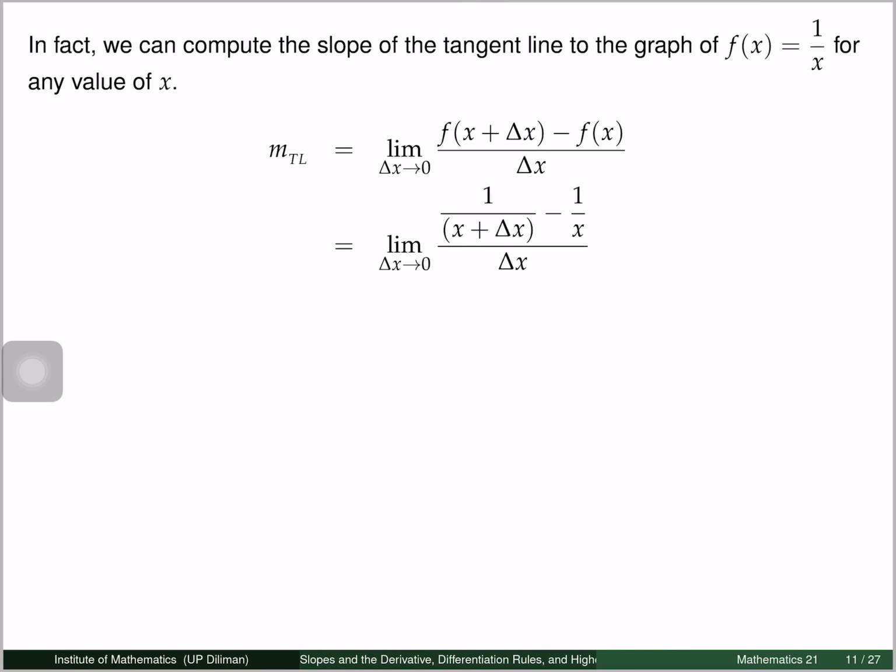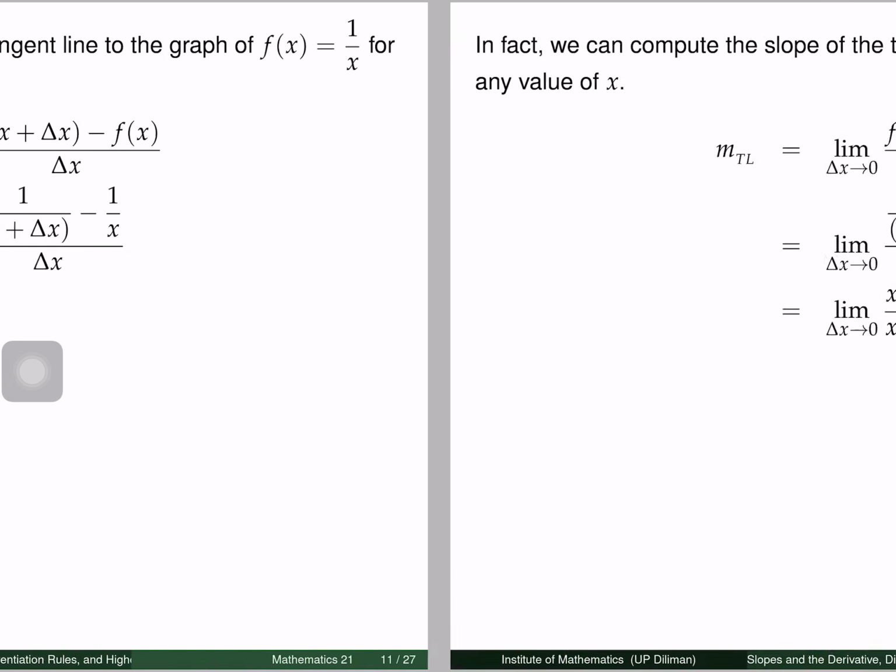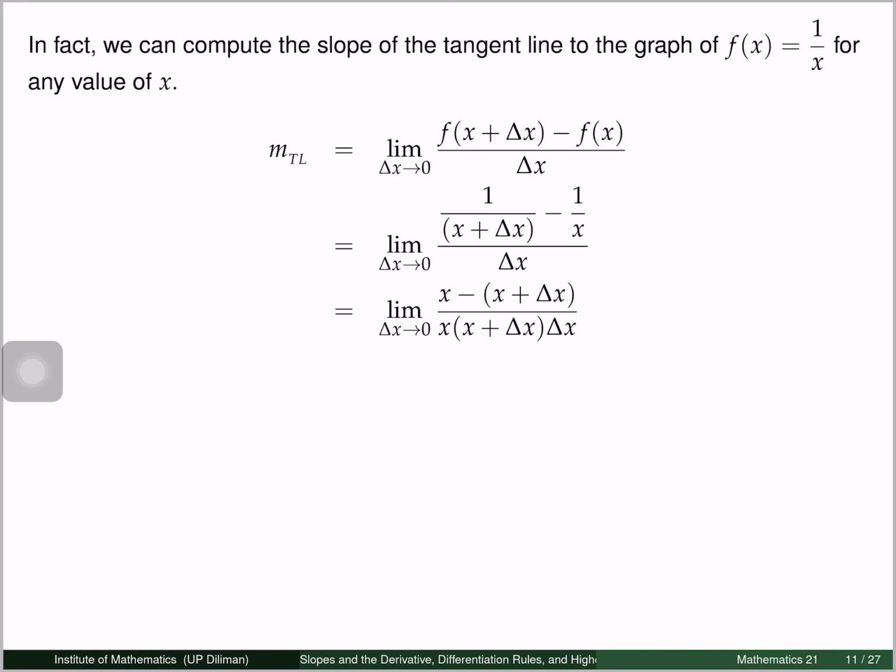So, using the definition, ilalagay lang natin siya dito. And then, let's simplify this fraction. So, you multiplied, what did you multiply? x times the quantity x plus delta x. Yun lang yung nangyari. Simplifying, we get this.